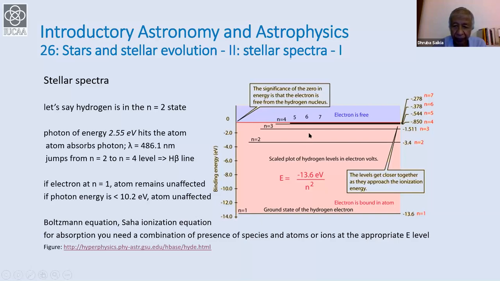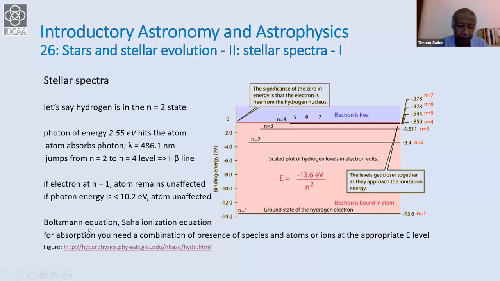And that will give you the H beta line. Similarly, if you had the energy appropriate for n equal to 2 to 3, you will get the H alpha line. If an electron is at n equal to 1, any photon less than 10.2 electron volts, because that is the first level it can go to, the atom will remain unaffected. Okay? So a 2.55 electron volt photon, if n is equal to 1, will remain unaffected.